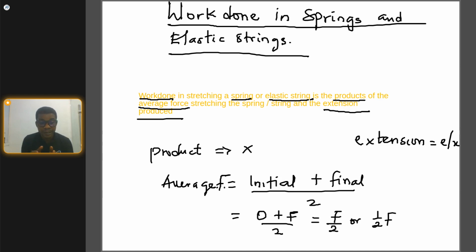Some textbooks will use X, while some textbooks will use E. X or E represents the extension produced after applying force to the elastic material to stretch or to compress. If work done is the product, that means W is equal to the product of the average. The average was calculated to be 1 over 2 F multiplied by E.